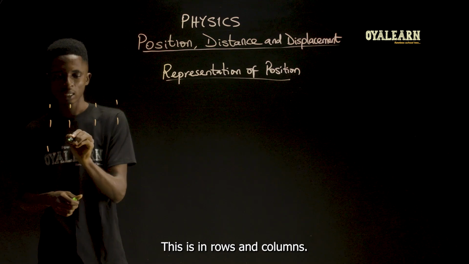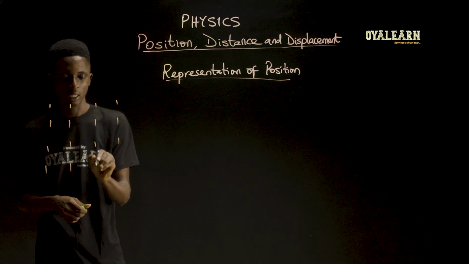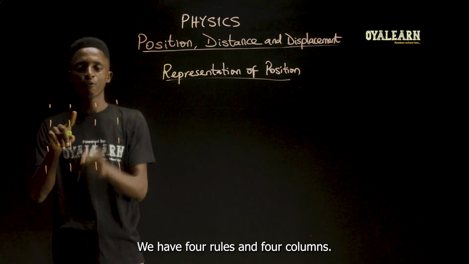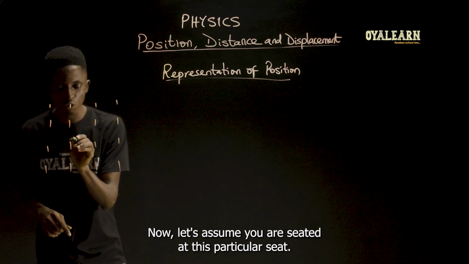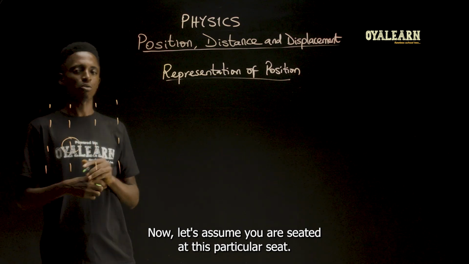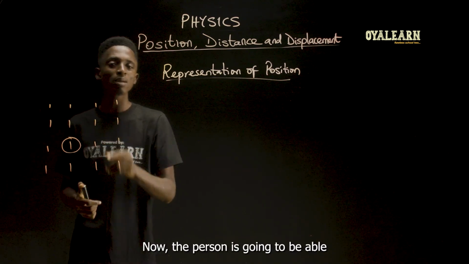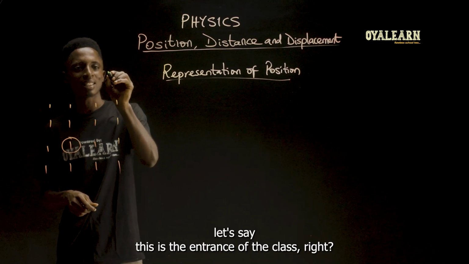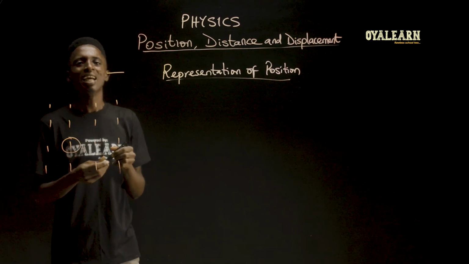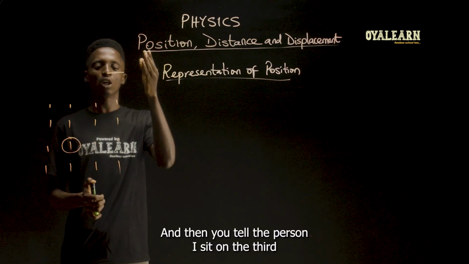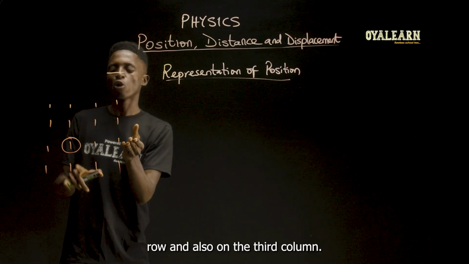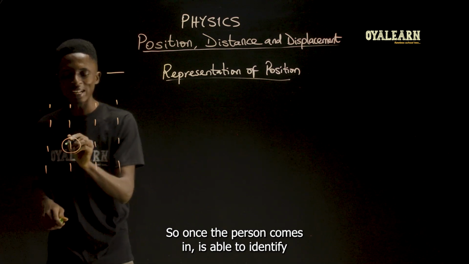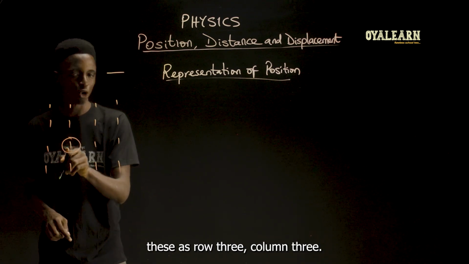This is in rows and columns. As you can see here, we have 4 rows and 4 columns. Now let's assume you are seated at this particular seat. The person is going to be able to identify you if you tell the person that when you get into the class, let's say this is the entrance of the class, right? And then you tell the person, I sit on the third row and also on the third column. So once the person comes in, he's able to identify this as row 3, column 3.